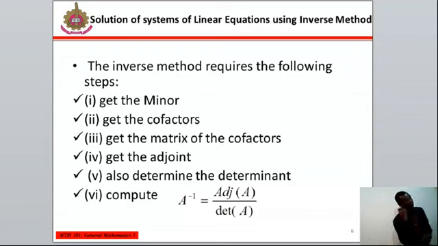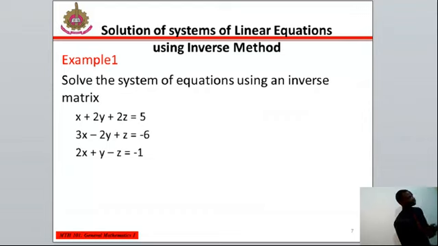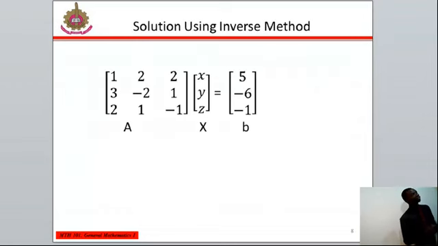So let's see how we go about it in case we have a problem where we have to solve using this inverse method. Let's take, for example, this question. If you want to solve this question, how do you go about it using the inverse method? The first thing you have to do is to write it out in a matrix form. If you do that, you will get what you can see, the matrix form on the slide.